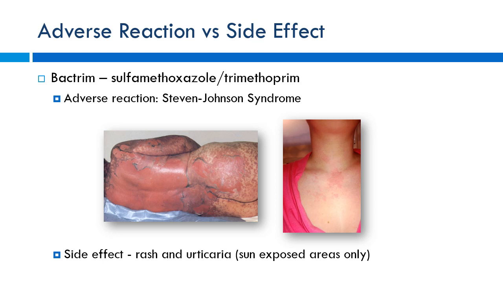Other cases, let's imagine we're looking at the drug Bactrim. It's an anti-infective. It's a combination of two drugs called sulfamethoxazole and trimethoprim. So looking at an adverse reaction versus a side effect can be rash, urticaria. So especially in sun-sensitive areas, anyone know what you call that?